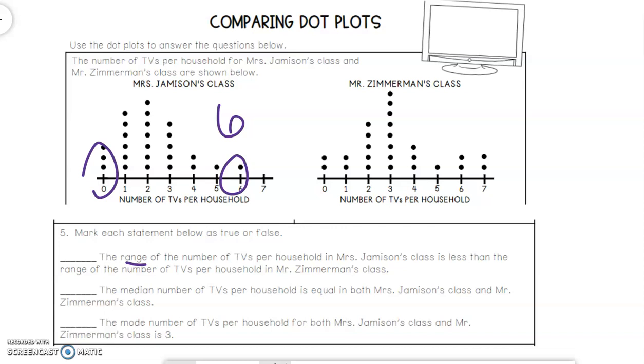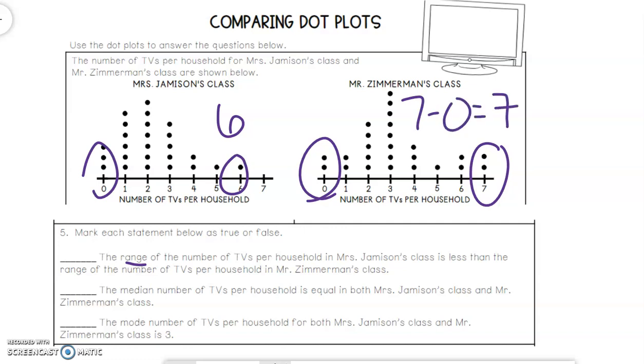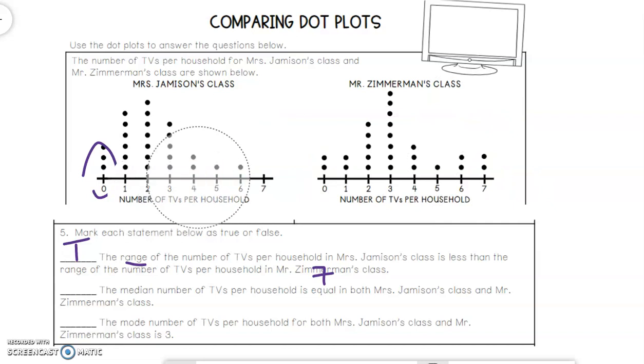I'm going to do the same thing over here for Mr. Zimmerman's. I'm going to look for the highest number, still with dots at it, that'd be 7. The lowest number with dots at it, that'd be 0, and 7 minus 0 is 7. So just because it's included on the number line, it doesn't mean anything to the data set if there's not a dot there. So I have a range of 6 for Miss Jameson, a range of 7 for Mr. Zimmerman, and it says the range for Miss Jameson, 6, is less than the range for Mr. Zimmerman, 7. And that is, in fact, true because 6 is less than 7.